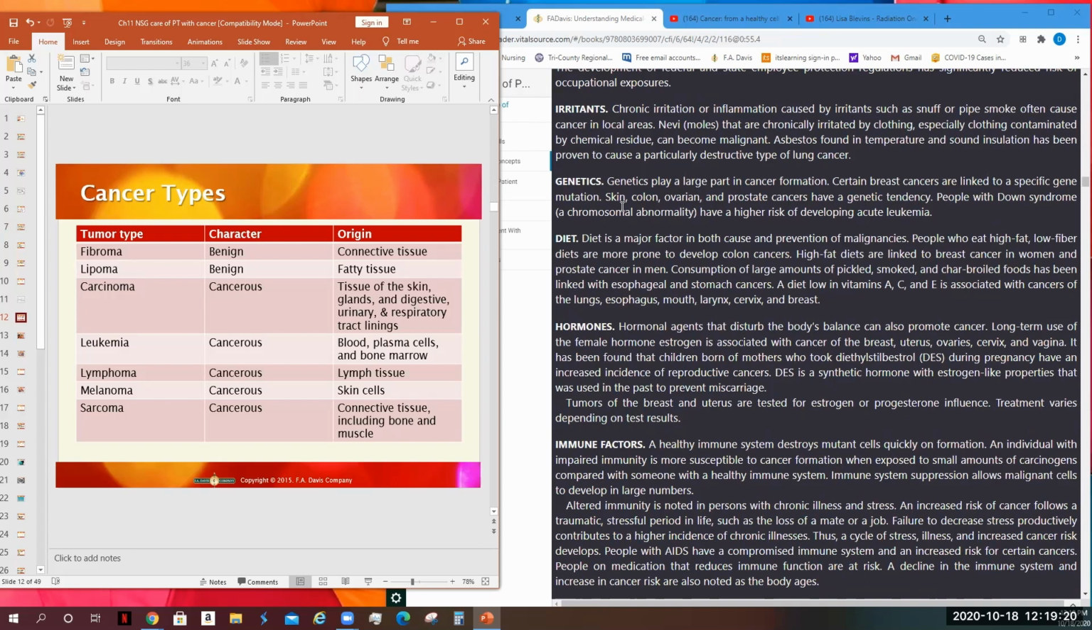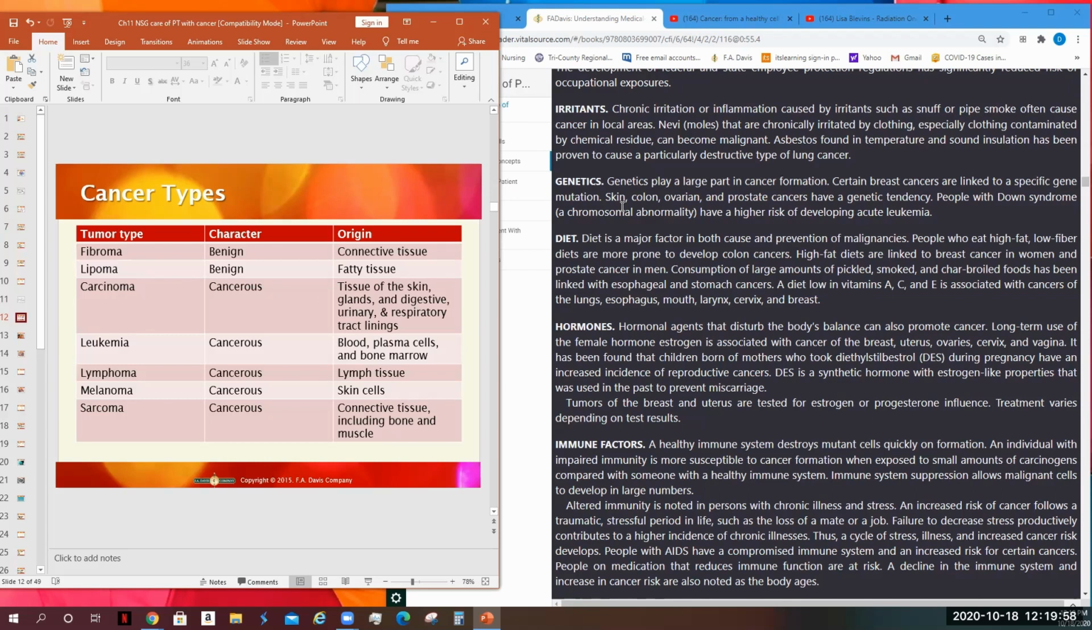exposures. Irritants. Chronic irritation or inflammation caused by irritants such as snuff or pipe smoke often cause cancer in local areas. Nevi or moles that are chronically irritated by clothing, especially clothing contaminated by chemical residue, can become malignant. Asbestos found in temperature and sound insulation has been proven to cause a particularly destructive type of lung cancer.